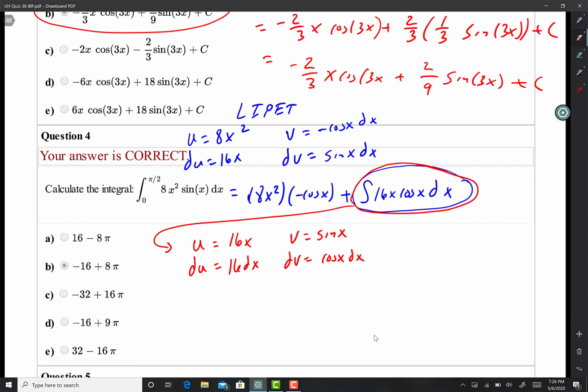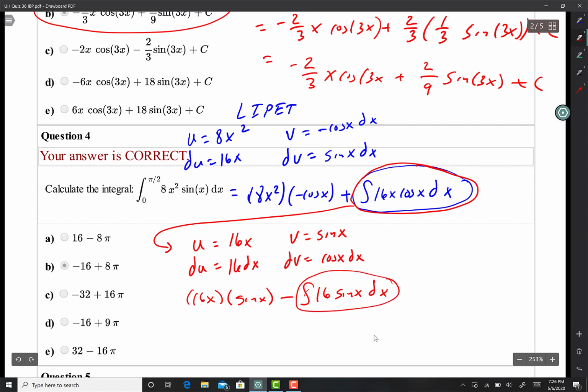So let's see, uv, so 16x times sine x. That's my uv. Minus integral of v, which is sine x, du. 16 sine x dx. There we go. Now we got an integral that we can solve for. So finally, oh, by the way, all of this has the 0 to pi over 2, and so does this, and this right here in the beginning. That's 0 to pi over 2. Everything that does not have the integral symbol has that limit right off the bat.